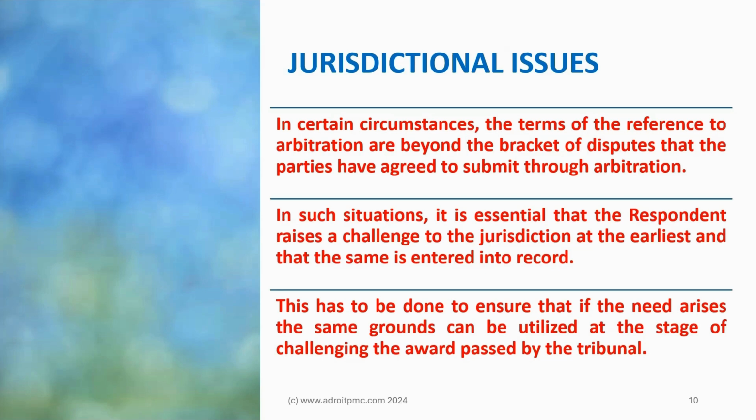So in the statement of claim, if the claimant has mentioned something about a dispute that is excluded in the arbitration agreement, and the respondent notices that, then he could highlight that in his statement of defense and object to it. He could raise a challenge to the jurisdiction at the earliest, and this could also be done at the time of the challenge procedure.